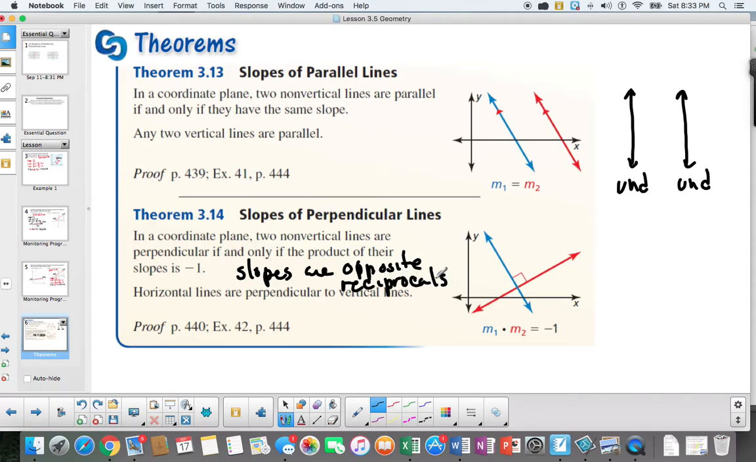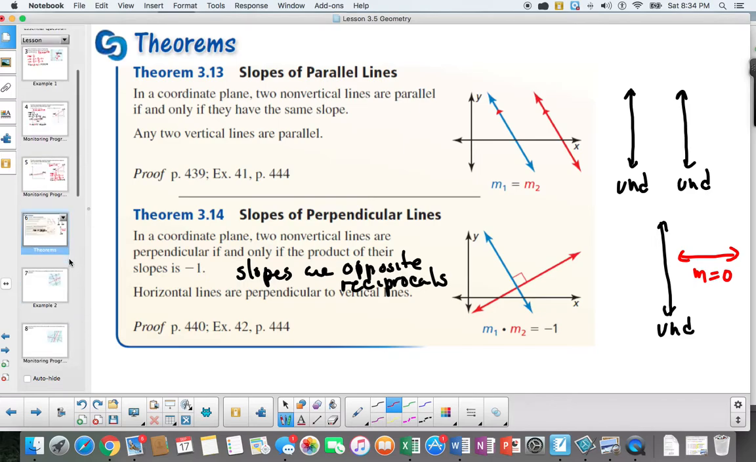That may have been what you were taught in Algebra 1. Let's talk about a vertical slope. Remember, it's undefined. And in order for you to have perpendicular, the other line will have to have a slope of 0. So a slope of 0 and a slope that's undefined will make perpendicular lines.